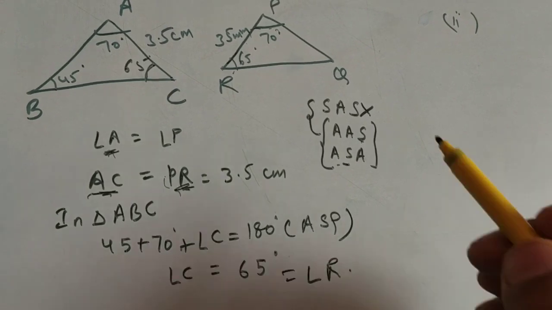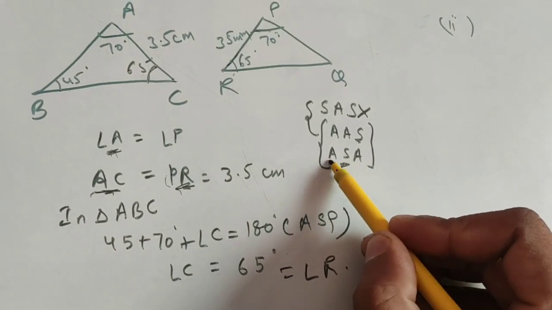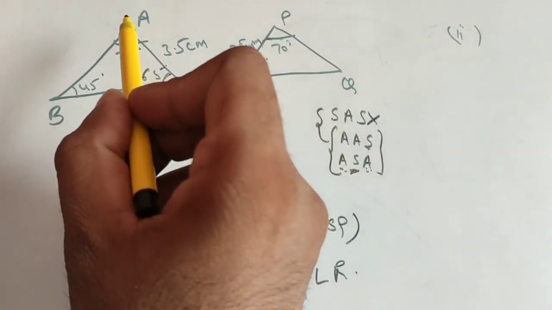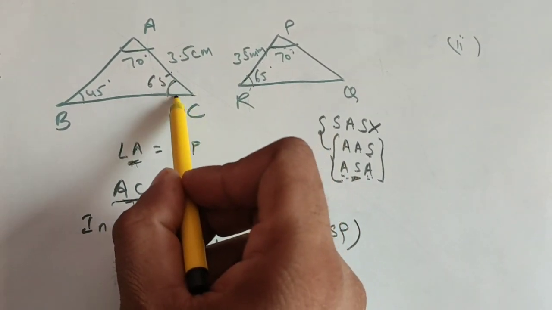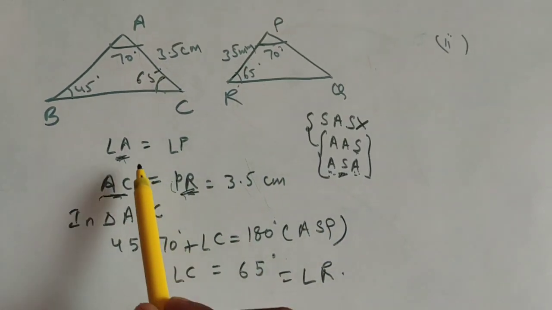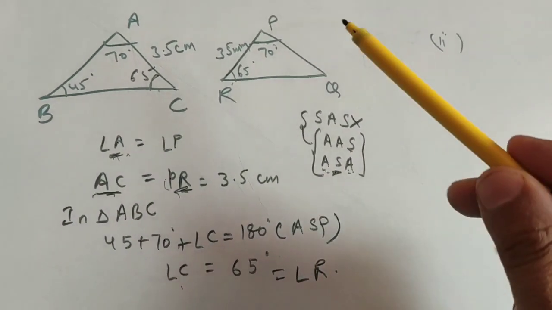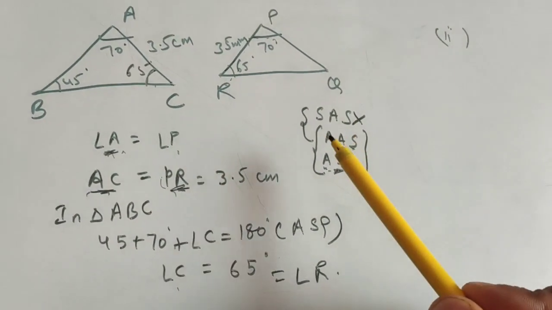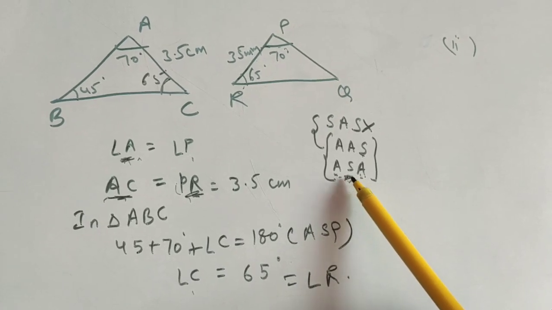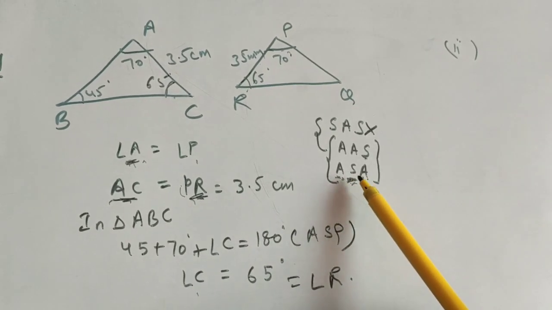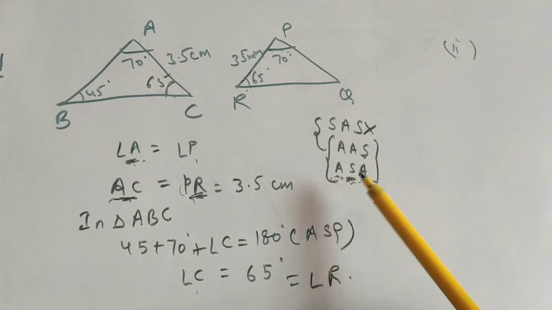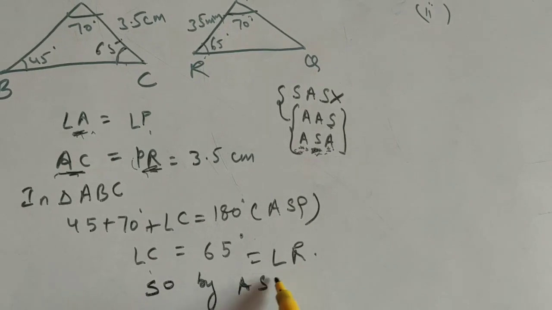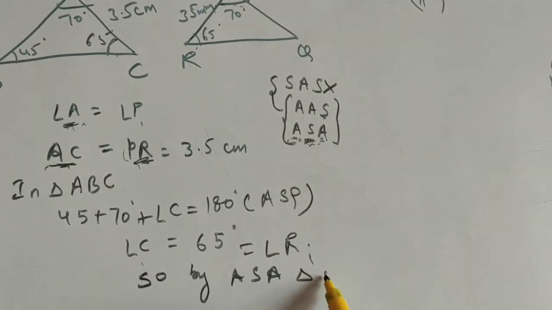So there is a side which contains both the angles. Listen, I am repeating, AC: one angle is on C, one angle is on A, which are angle A and angle C. In PR, angle P and angle R are used. So this type of criterion is followed here: a side is there, and on its two ends we have two angles which are equal to each other. So by ASA, the triangles are congruent.